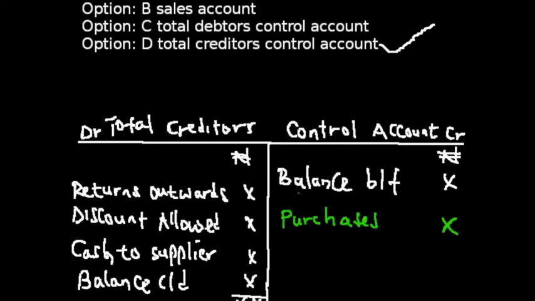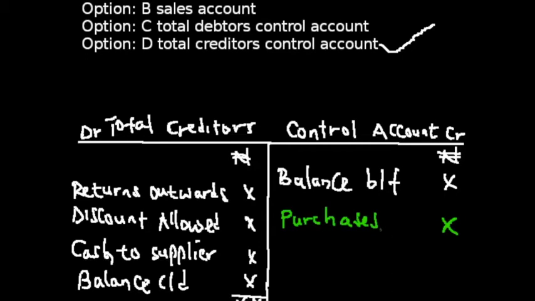And looking at this, we have total creditors control account. The total creditors control account has the debit and the credit side. The debit side is called the DR, while the credit side is called the CR. Of course, under the debit side we have returns outward, discount allowed, cash to supplier, and then balance. Then under the credit side we have balance brought forward, and then purchases.